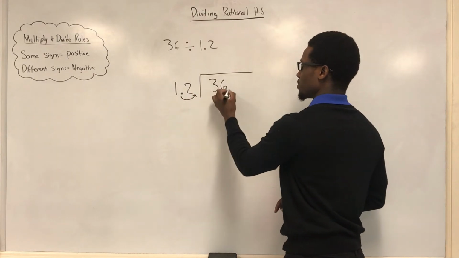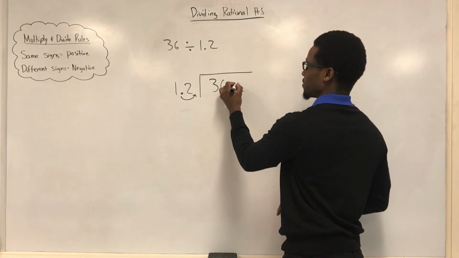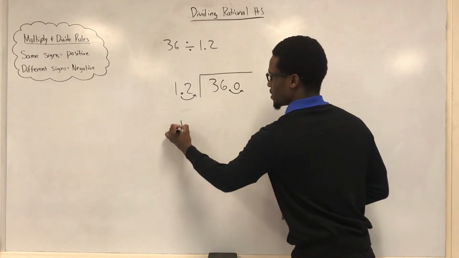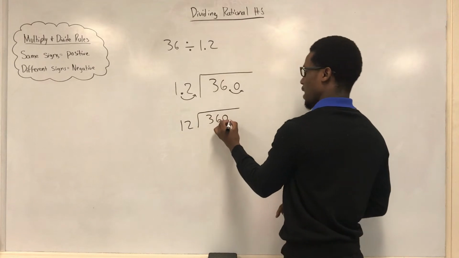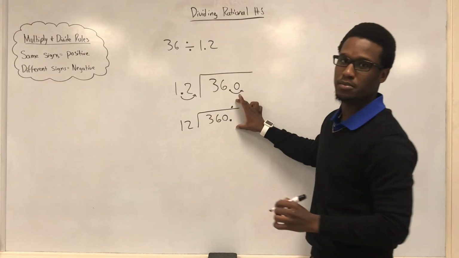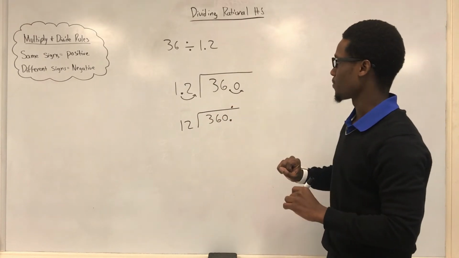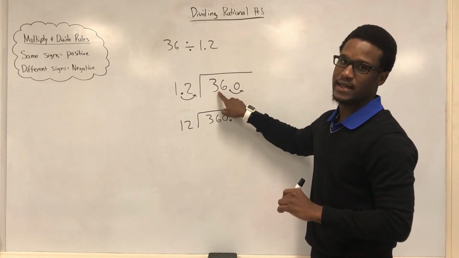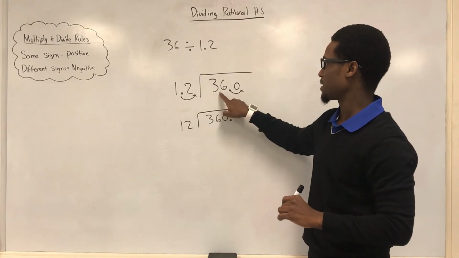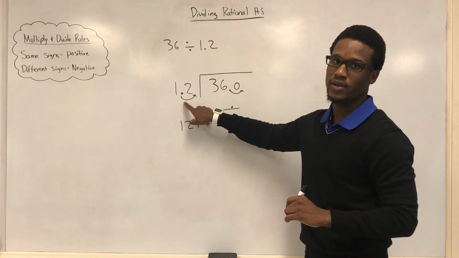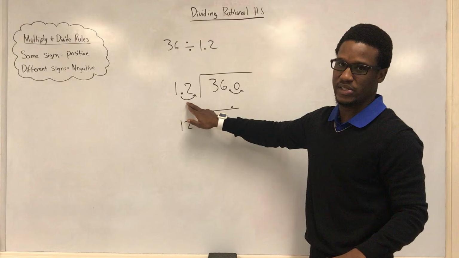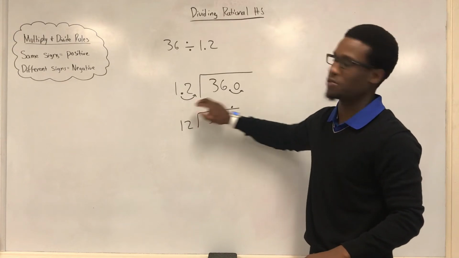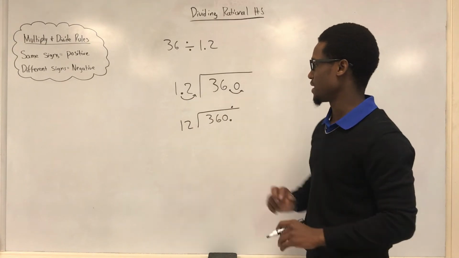Since we move this decimal place once, we also have to move this decimal place once. So what we actually have is 12 divided by 360. I moved this decimal place over here, so I'm just going to make sure I put it back over here. Now, if this had a decimal place and this didn't, let's say it was 3.6 divided by 12. This is already a whole number, so I wouldn't have had to move it. The only thing that matters is this. This cannot be a decimal.